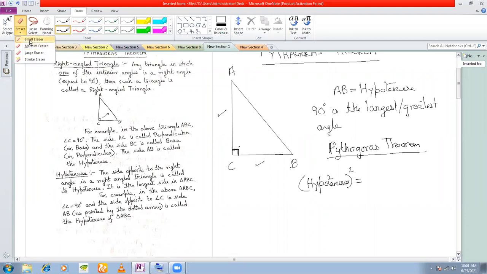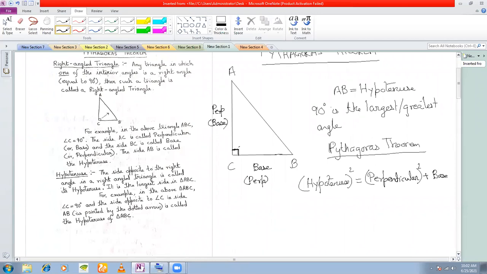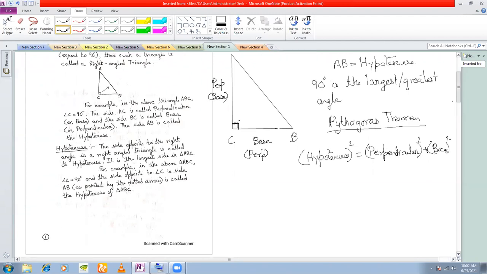Suppose I want to call AC as the perpendicular, then this becomes my base. It can be the other way around also. If you want to call this as your perpendicular, no problem, and then you call this as your base. So it does not matter which order you take, but for the hypotenuse, you must be very sure about which one is the hypotenuse. According to Pythagoras theorem, the square of the hypotenuse must be equal to the square of the perpendicular plus the square of the base. This is your Pythagoras theorem.